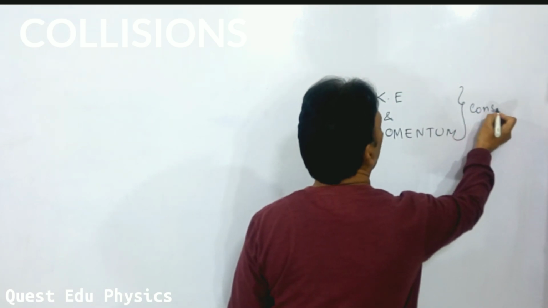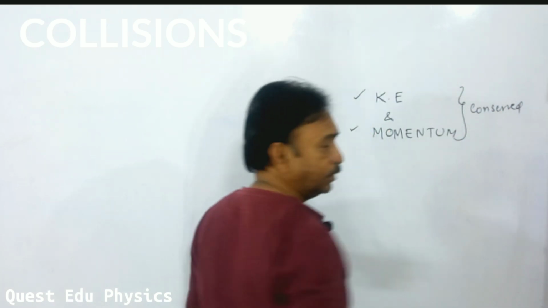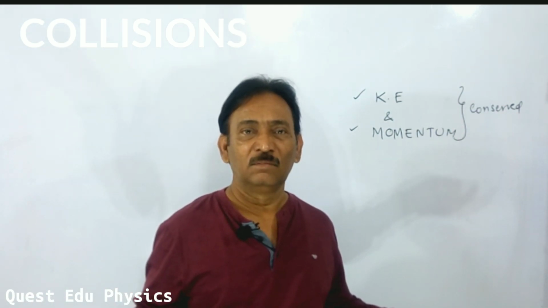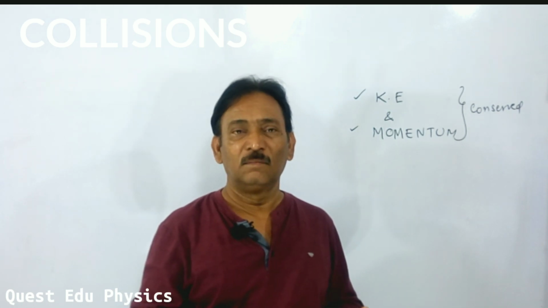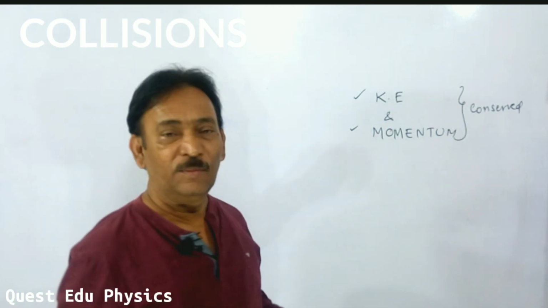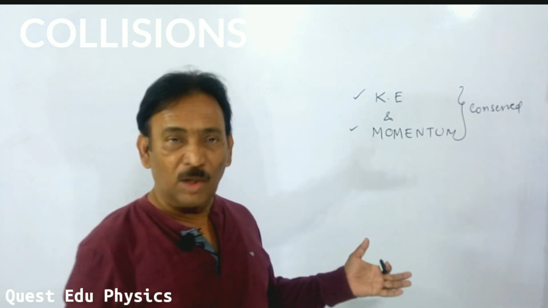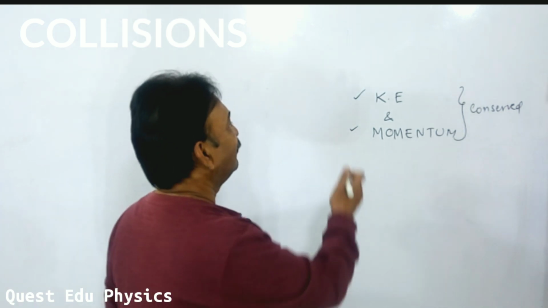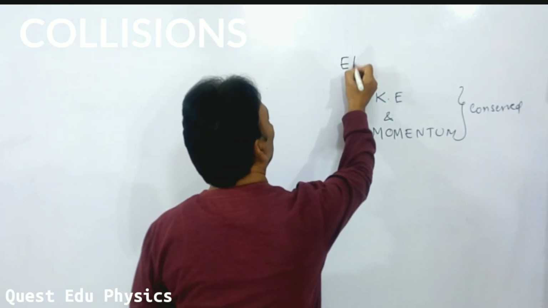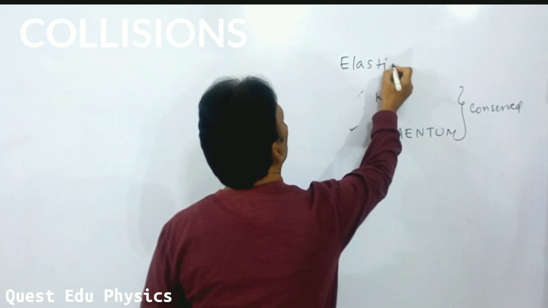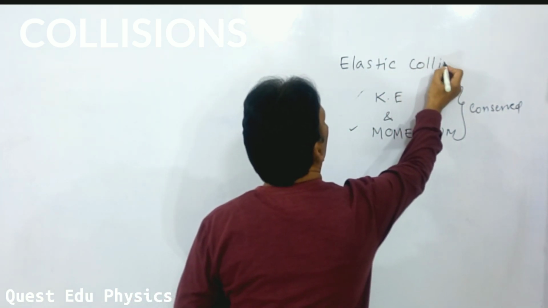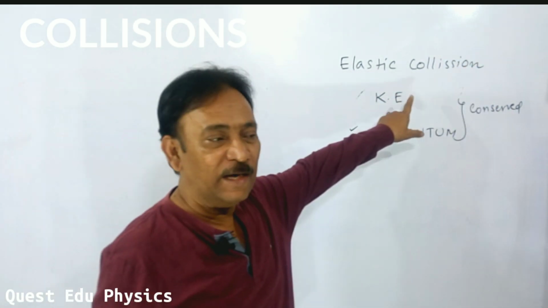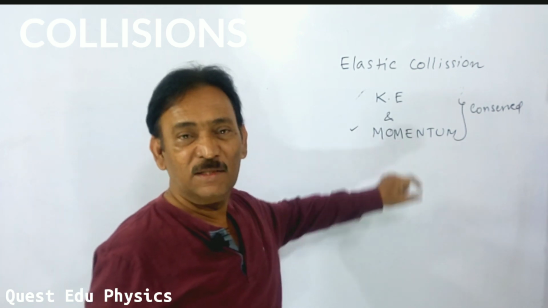What is the meaning of conserved? They remain constant before the collision, after the collision, and in the process of the collision. Both kinetic energy and momentum are constant. We call it an elastic collision. Okay, students. Elastic collision means what? Both the kinetic energy and momentum remain constant.